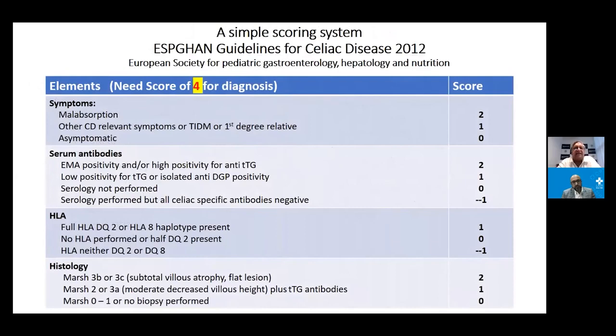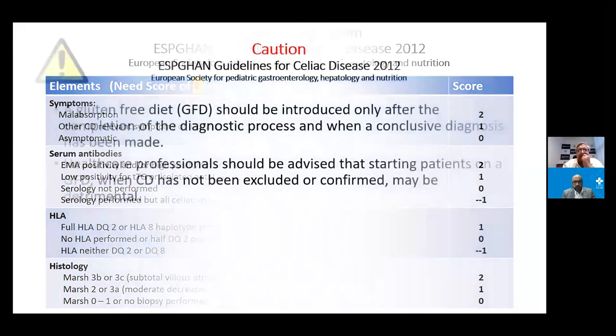They have also indicated that, looking at the totality, we could have a simple scoring system where symptoms, antibodies, HLA, and histology are all given some points. If after investigation the total score is 4 or above, then it is celiac disease. If it is less than that, then it is not celiac disease.